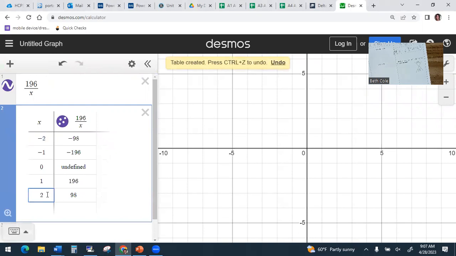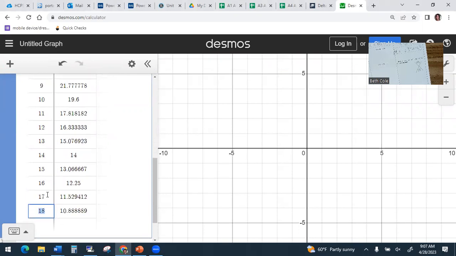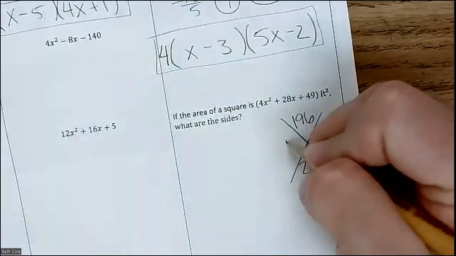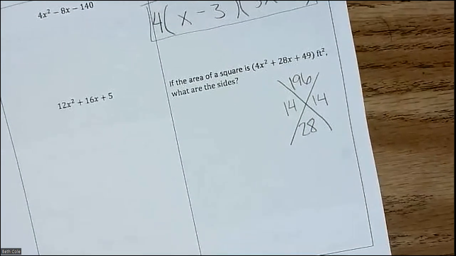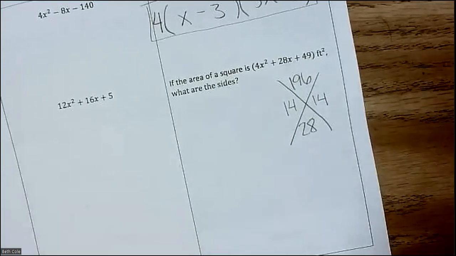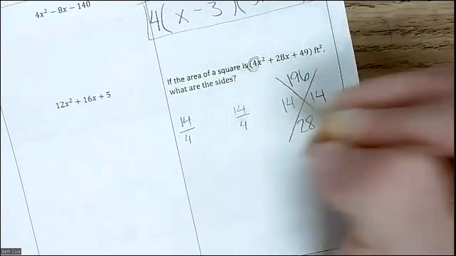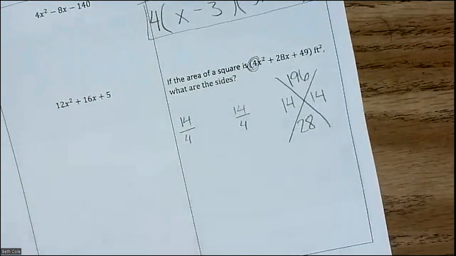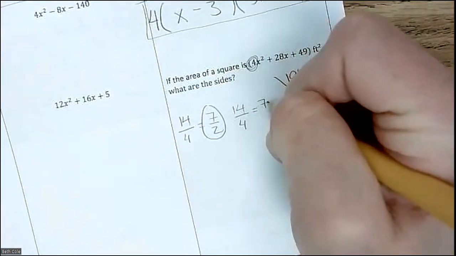All right, what are we looking for? Numbers that add up to 28. 14 and 14, good. The only nice thing about this is everything's positive, so that's kind of good. Oh, it's a twin. They're twins. We're going to divide them by 4. So 14/4 and 14/4. They'll both divide by 2. So they'll both be 7/2. Good job.